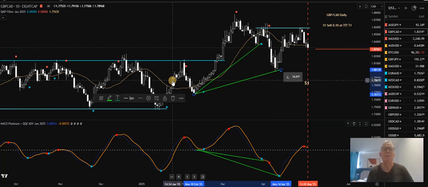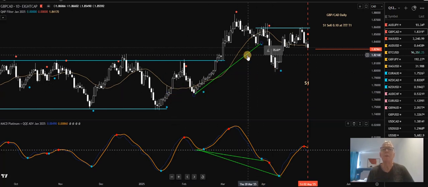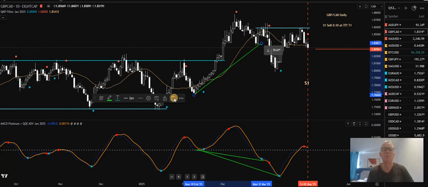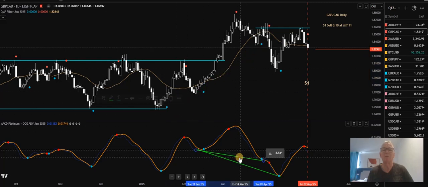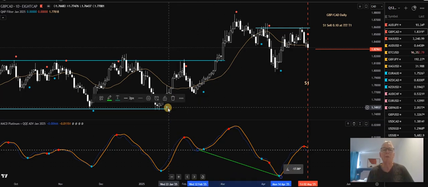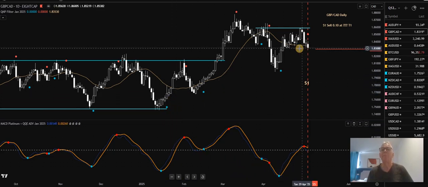And I'll delete these two just while we're here. Or not. I don't like to clutter up the chart too much with old stuff, unless it's support resistance levels. So what we've got now is a sell on Monday.